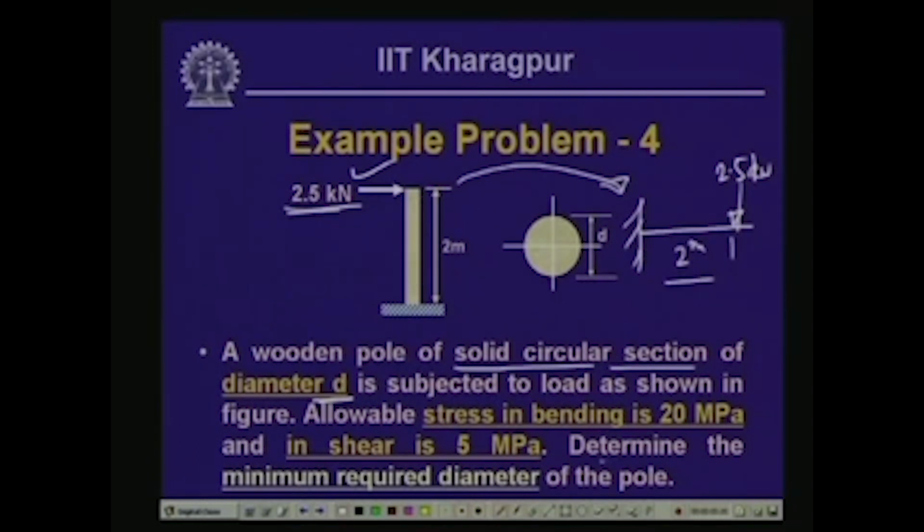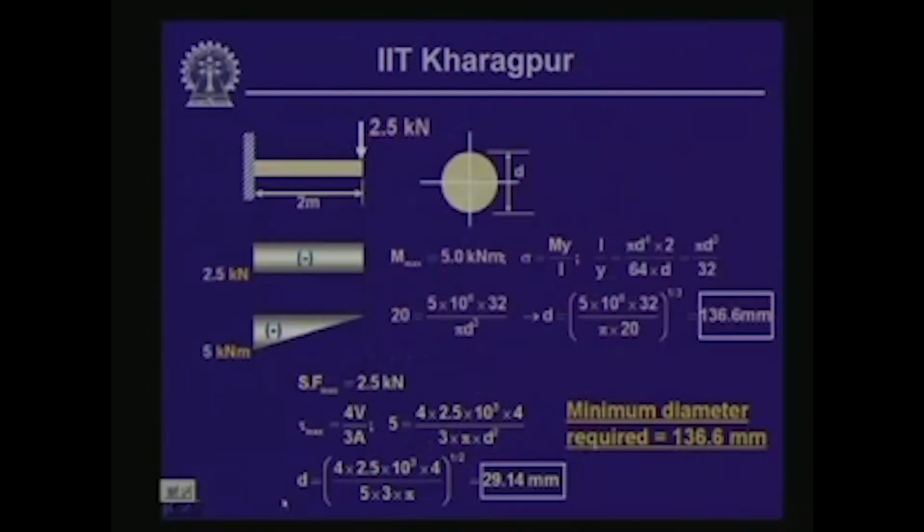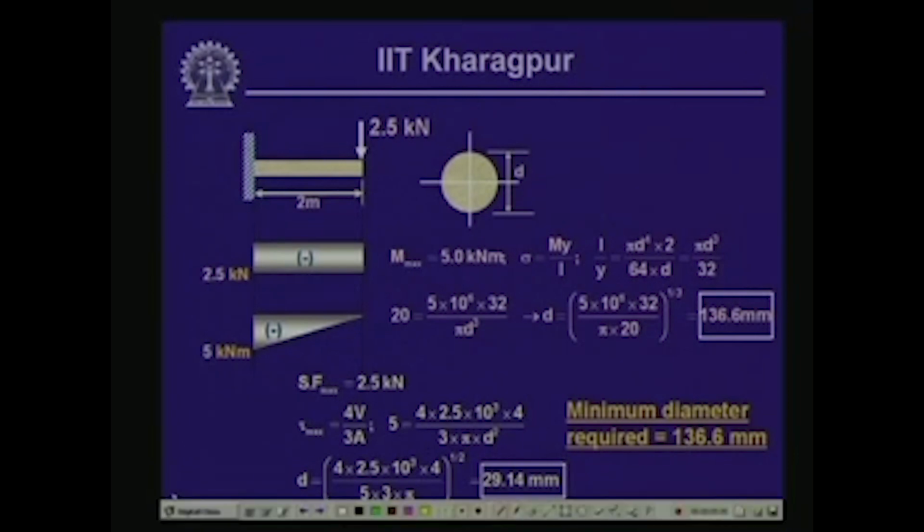Now, what we have to do is determine the diameter of this pole, so that the stress in bending does not exceed 20 MPa and the stress in shear does not exceed 5 MPa. If we draw the bending moment and shear force diagrams for this pole, they are going to be like this, which we have already done earlier. The maximum shear force is 2.5 kilonewton and the maximum bending moment is 5 kilonewton meter.